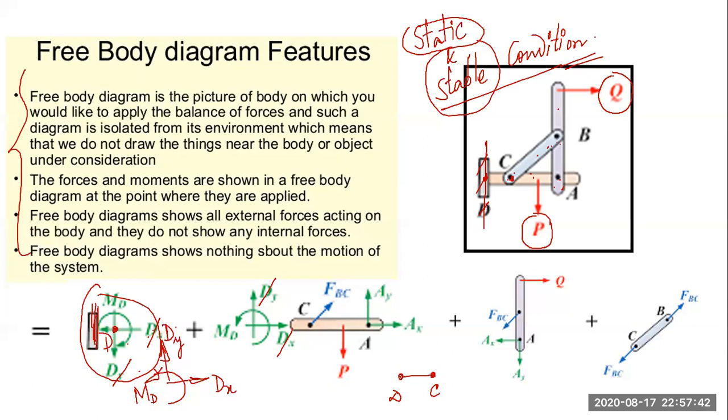How are they balanced? Why is this a stable condition? Why is this under equilibrium? Because this Dy is being cancelled out, this Dx is cancelled out, and this assumed clockwise moment and this anti-clockwise moment are being cancelled out. So if we assume at point D the moment is anti-clockwise, we have to assume at point C the equivalent moment will be clockwise.